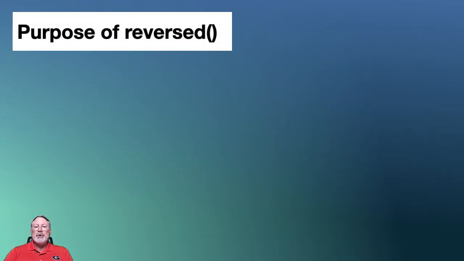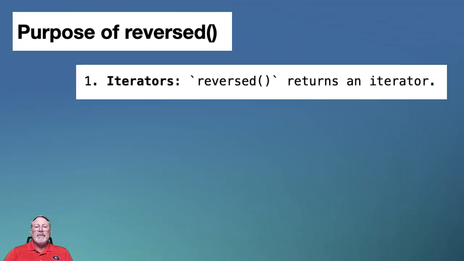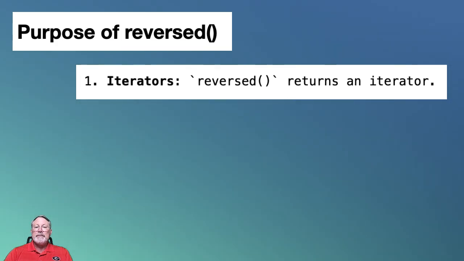Why use reversed? It's the go-to tool for iterating through sequences in reverse order without creating a new reversed copy in memory. Key concepts include iterators. Reversed returns an iterator, which is more memory efficient than reversing the sequence outright.